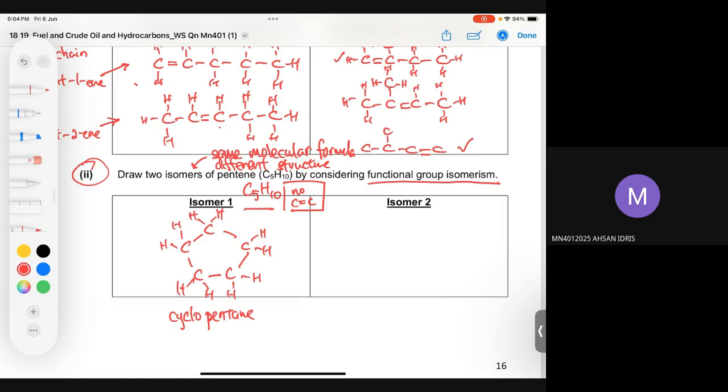It's all single bond, right? Yeah, it's all single bond. But there must be a cyclo, otherwise you cannot have C5H10. What's the next possible cyclo you can draw?